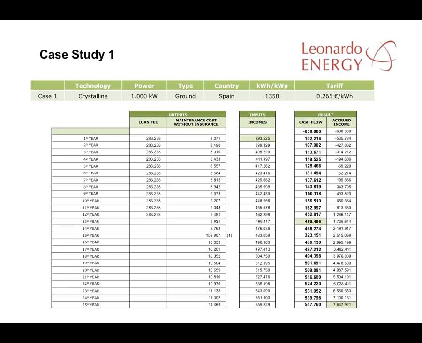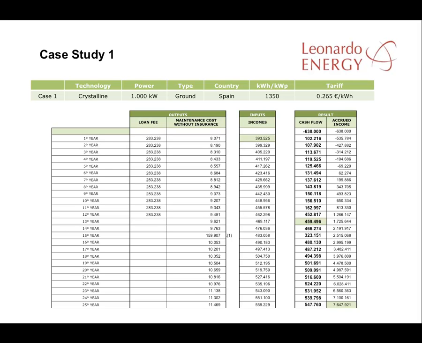As we said before, this assumes a 12-year loan for 80% of the investment of 2.9 million euros. The required investment is calculated by multiplying the total power capacity by the estimated price per watt peak. To cover the loan, we've included a flat loan fee.